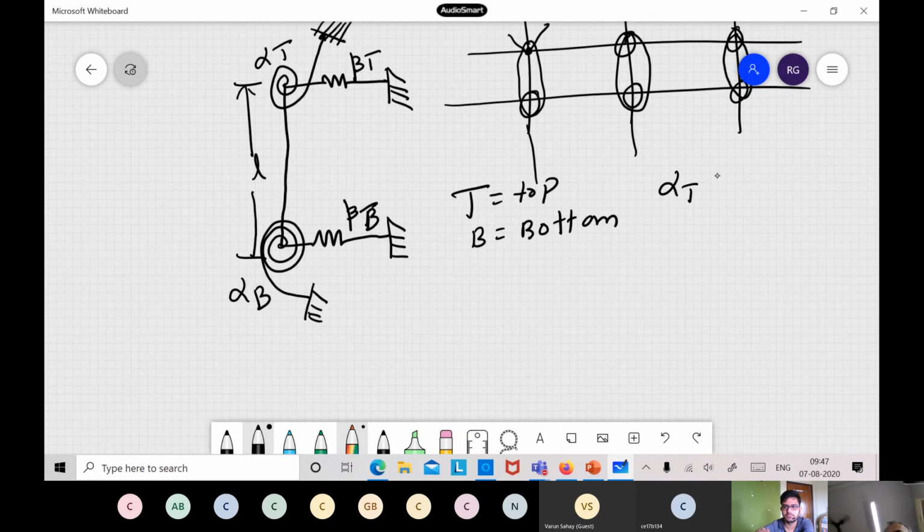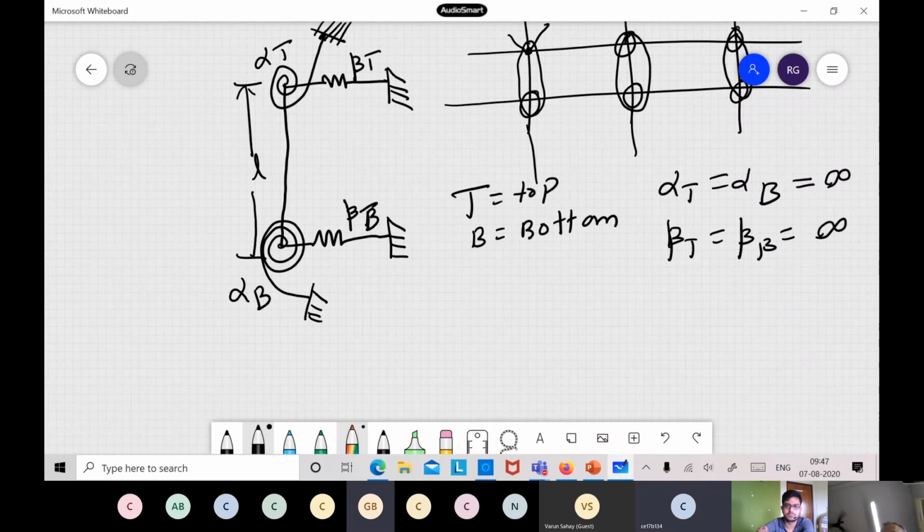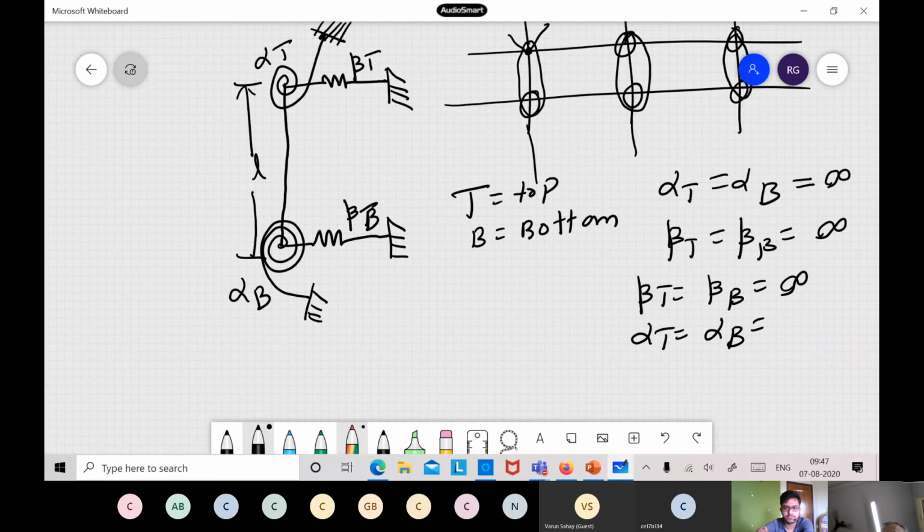Suppose alpha T, alpha B, beta T and beta B are all infinity. What type of boundary condition is it? Rotational spring. Fixed, actually. Excellent. Now suppose you take beta T and beta B as infinity, but alpha T and alpha B as 0. What type of boundary condition is it?